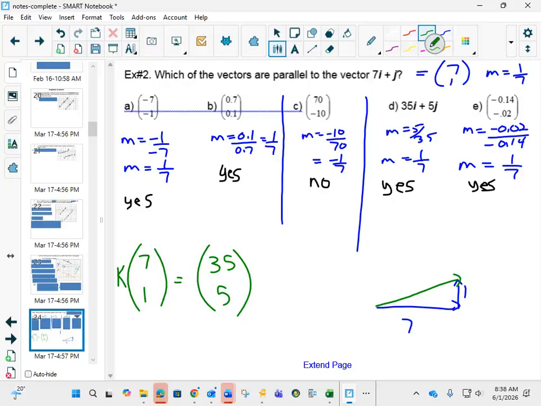And you can set up mini equations. You can say, okay, 7k equals 35 and 1k equals 5. I wonder what k would have to be. Double check. Does it work for both of them? Yes, it does. That's another way of seeing two things are parallel. What's nice about that is you don't have to flip things around to find the slope. You're just finding that one is a multiple of the other.